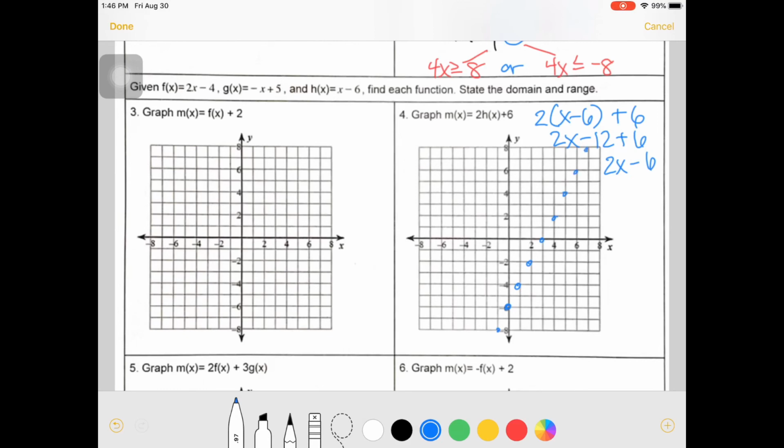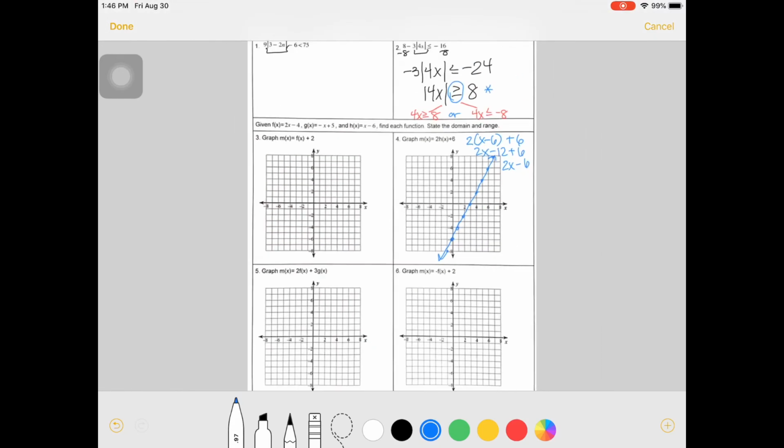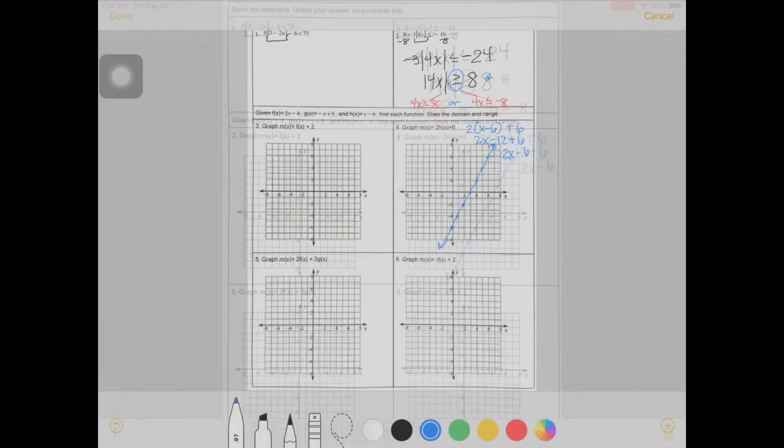Do make sure you're practicing your graphing if that's what you struggle with, because it does show up in a couple of different spots. Remember, you could always draw me a t-chart and figure out values if you're uncertain.